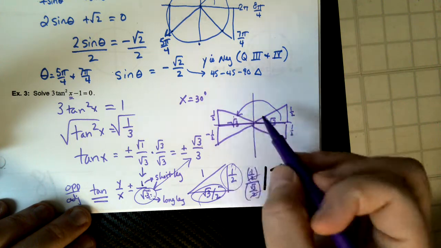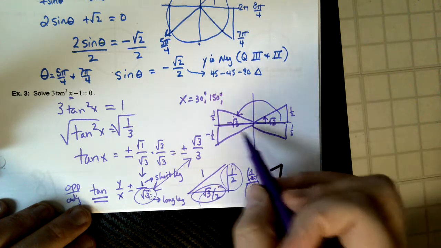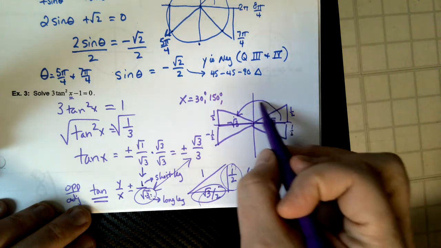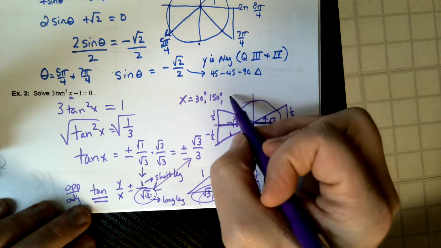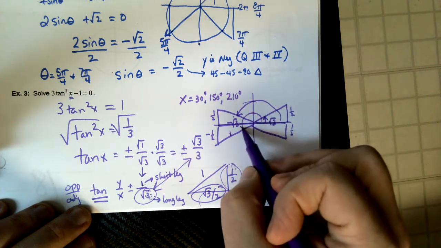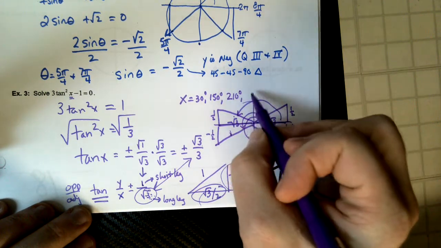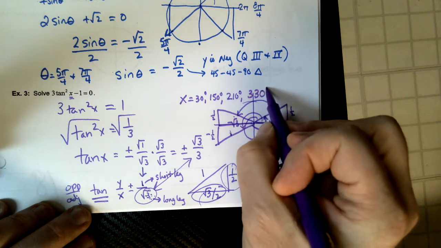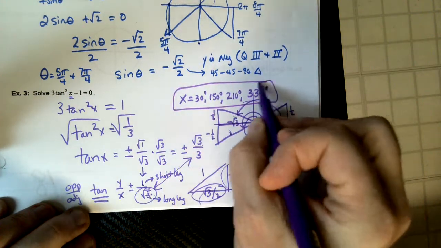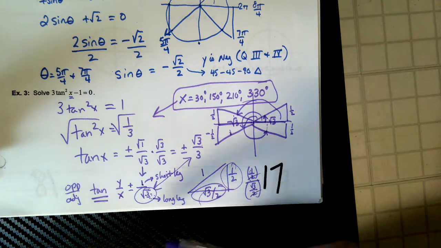If I go all the way to here, it's 150 degrees. If I go 30 degrees past 180, I'm at 210 degrees. Go here to here. Then if I go all the way around, 30 degrees short of a full circle, 330 degrees. Those are all the answers to that problem: 30, 150, 210, 330. Why so many answers?